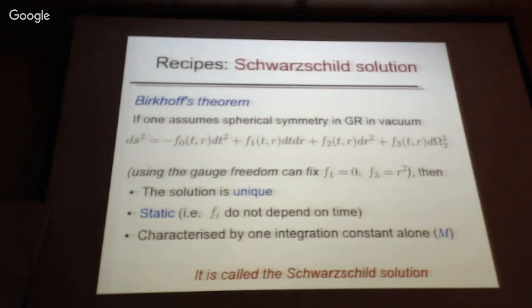So when you put this ansatz of the metric into Einstein equations, you find the following. First, there is only one solution. Remember, Einstein equations are differential equations of second order in your metric components. So for f0 and f2, you get differential equations of second order. What you find is that the solution is unique. Also, you find that it doesn't depend on time. So you don't have to assume that it is static at the beginning. You find that from the equations of motion, from Einstein equations.